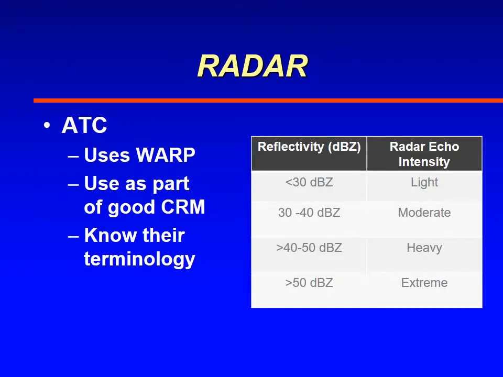Air traffic control can also give you guidance as far as thunderstorms. Remember that they use WARP, which displays the National Weather Service radar echoes on top of their radar scope. So, of course, with CRM, or crew resource management, you should make available all resources at your disposal, both in the cockpit and on the ground. So talk to air traffic control. Make sure you know the terminology, because they will report thunderstorms or precipitation echoes as either light, moderate, heavy, or extreme. Typically when you're looking at storms, you're looking at heavy or extreme. Moderate would be more like rain showers, and light is just light precipitation.